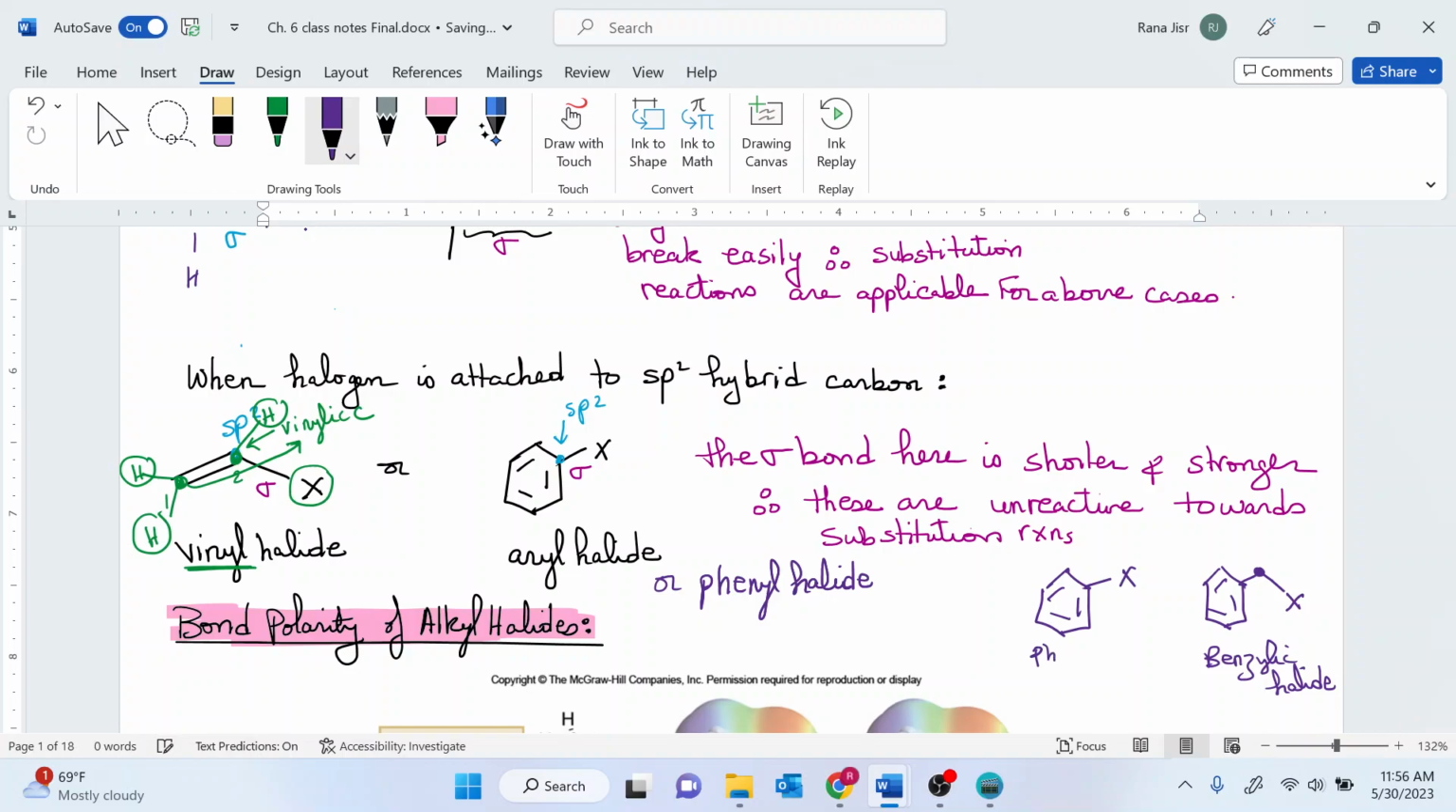This is called a phenyl. Phenyl is simply a benzene, and you have your halogen directly off the benzene. So it's going to be a phenyl halide in this case. Okay, let's have an example.